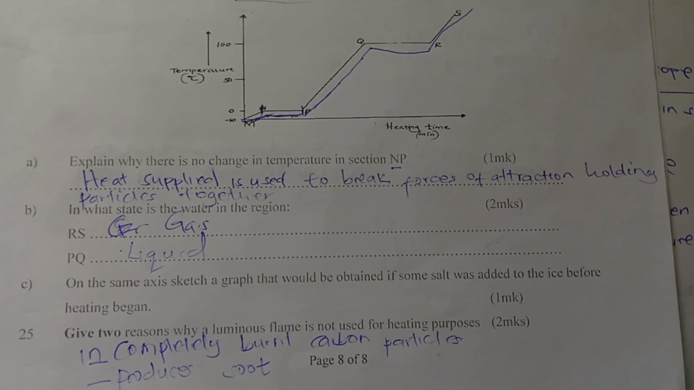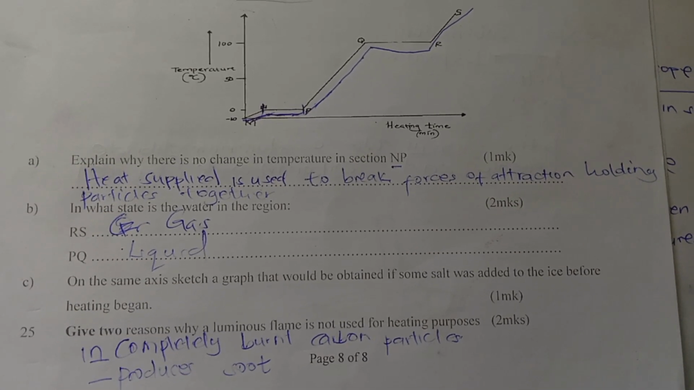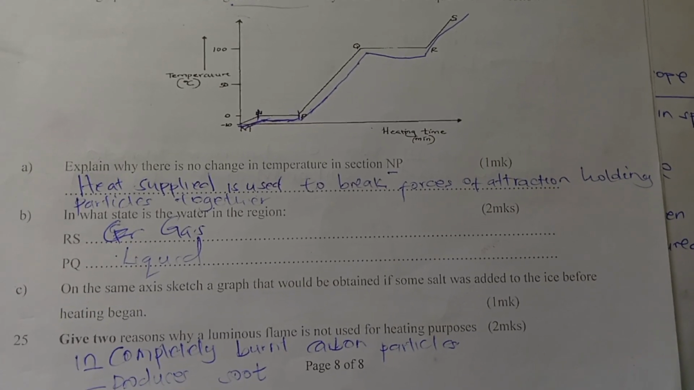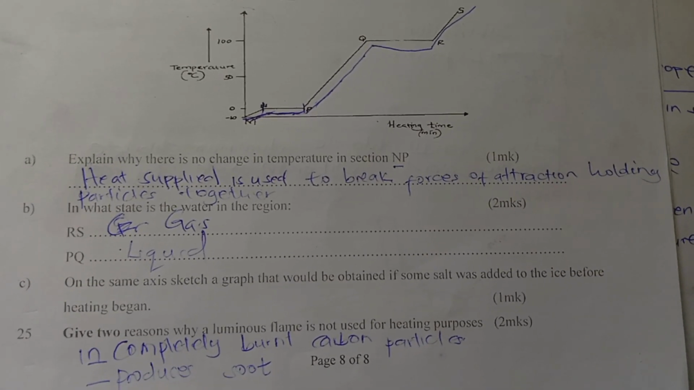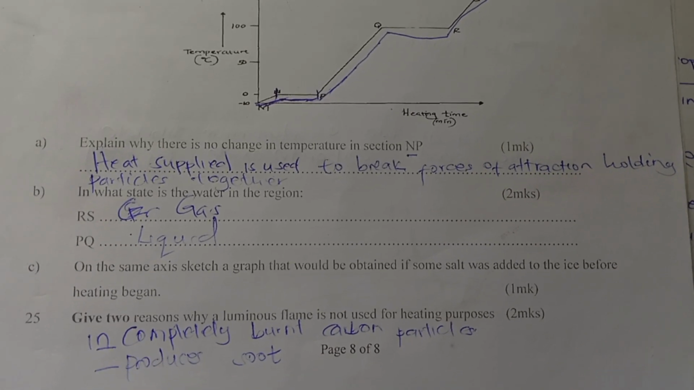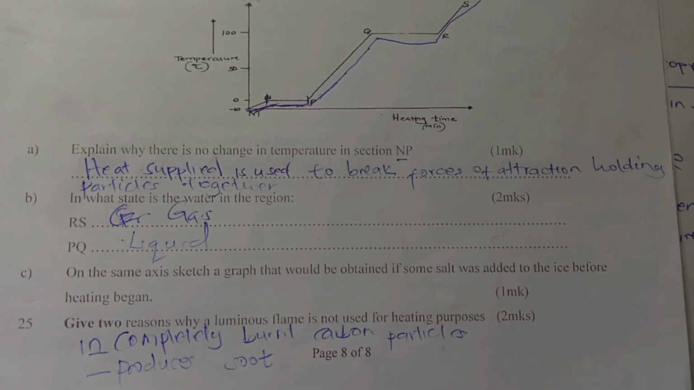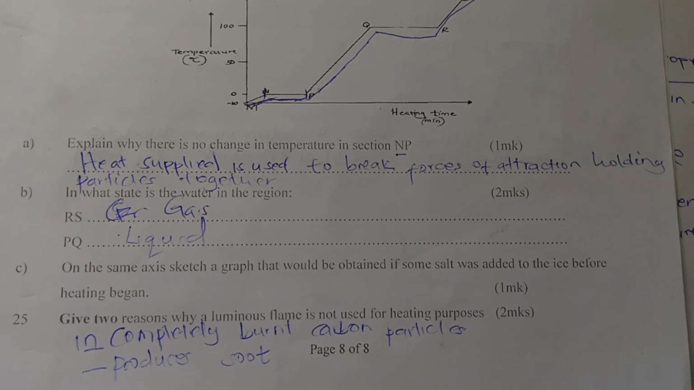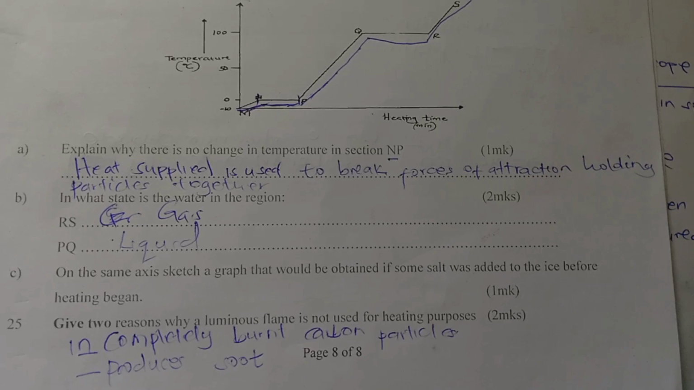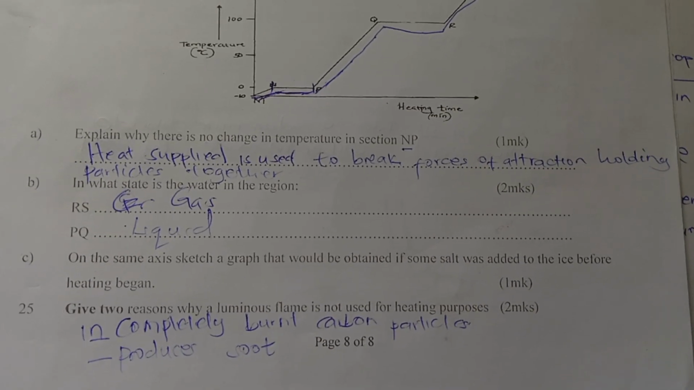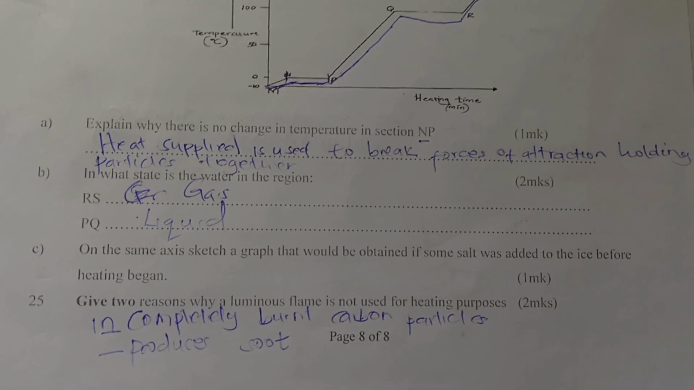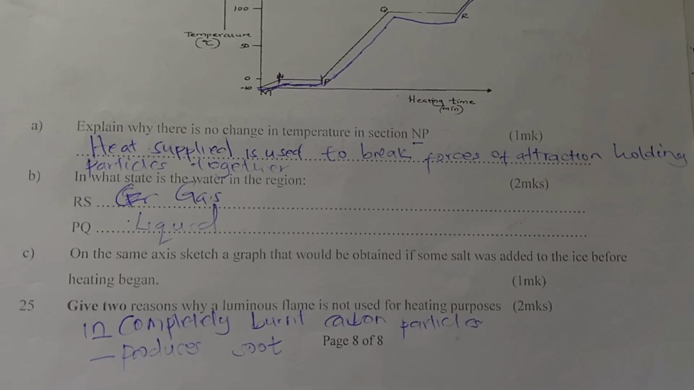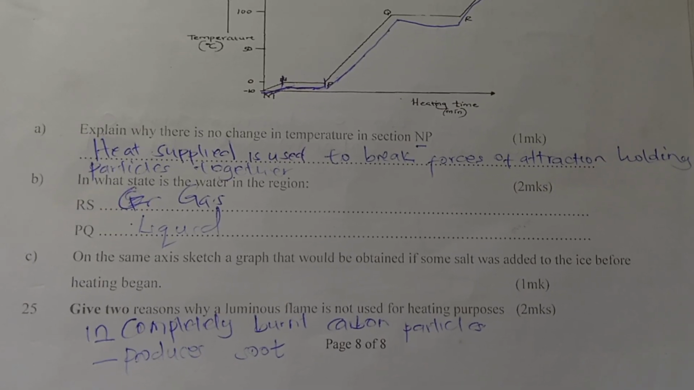On the same axis, plot the graph that would be used if some salt was added to ice. Salt will lower the melting point of ice, and therefore it will be just below it, and it will melt over a range of temperatures. Give 2 reasons why a luminous flame is not used for heating. Because it does not contain completely burnt carbon particles. It also produces soot.